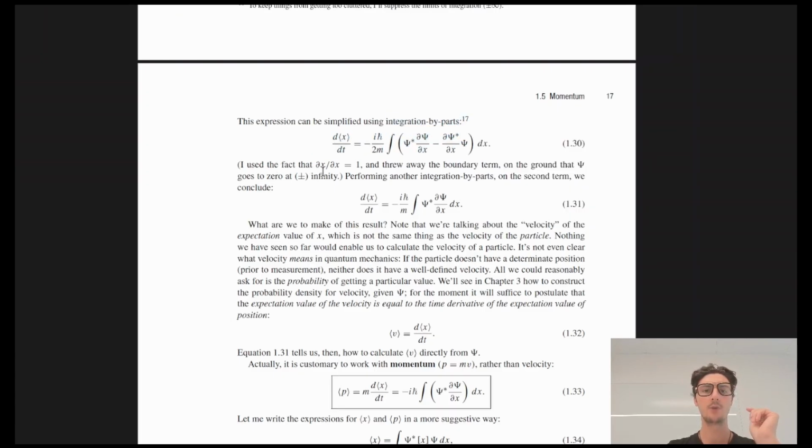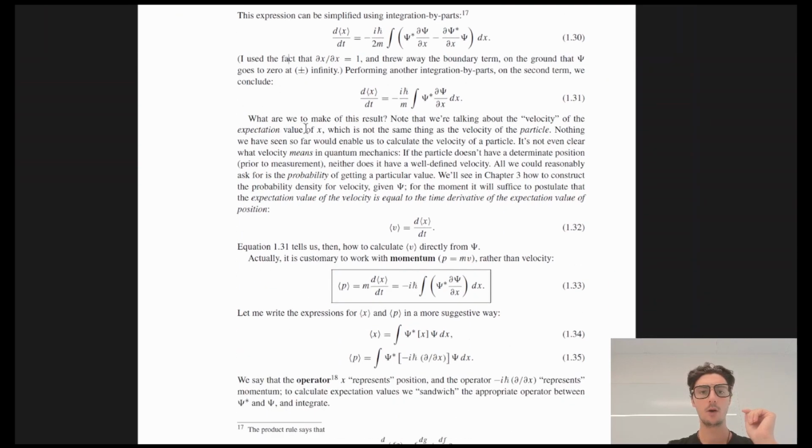I use the fact that partial x is equal to 1 and threw away the boundary term, ground that psi goes to 0 at plus infinity. Performing another integration by parts on the second term, we conclude, boom, what are we to make of this result? Note that we're talking about the velocity of the expectation value of x. Huh. Okay. Which is not the same thing as the velocity of the particle.